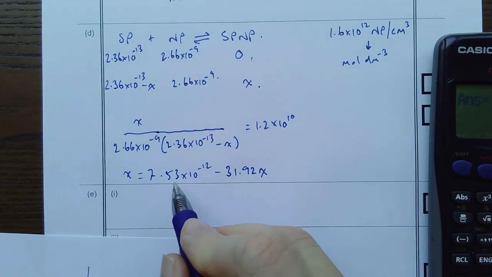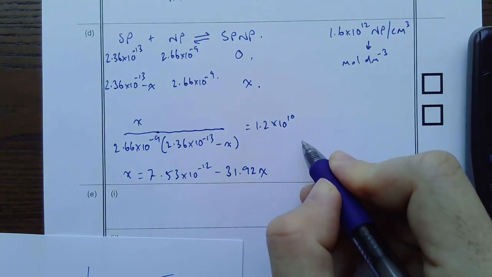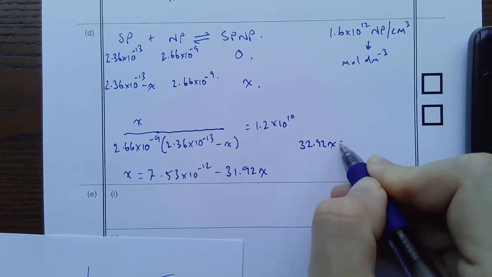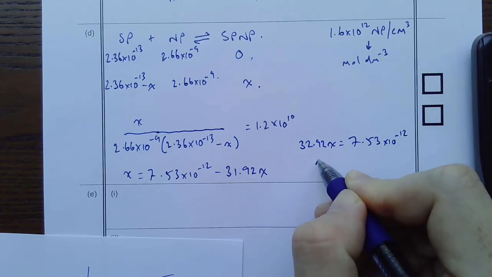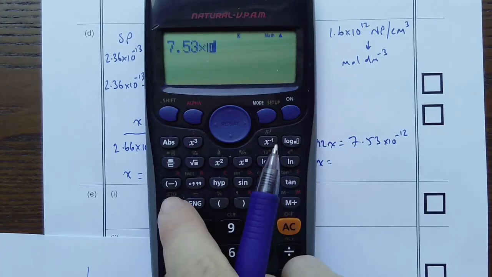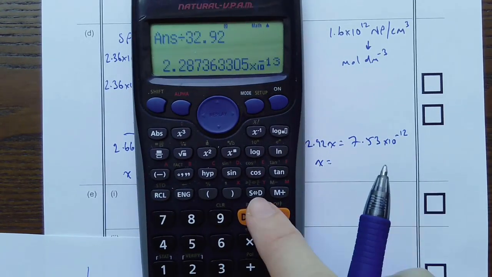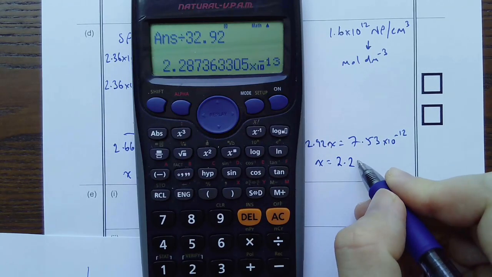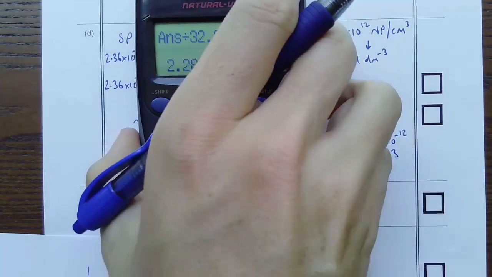Okay, so I've multiplied it out a little bit. So from here I can just solve for x, because this is going to be 32.92x equals 7.53 times 10 to the minus 12. So x is going to be 7.53 times 10 to the minus 12 divided by 32.92. Gives me 2.29 times 10 to the minus 13.